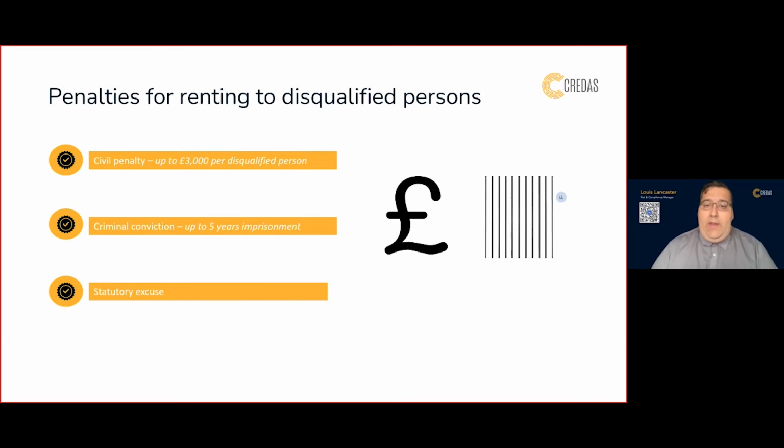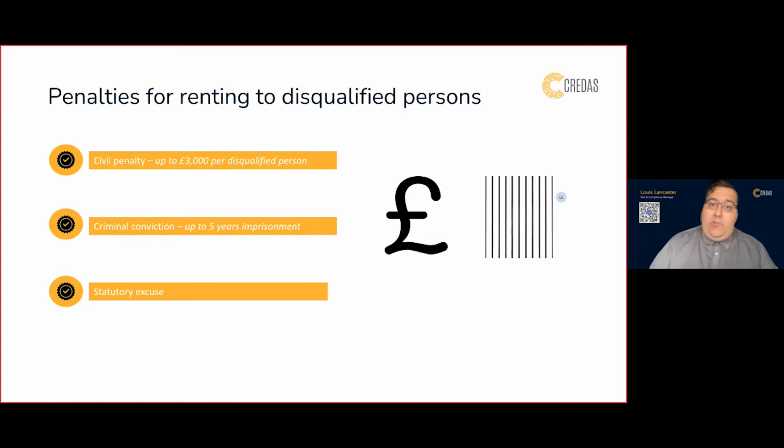In terms of penalties, if you rent to those that are disqualified, from 2014 there was a civil penalty, and that's up to £3,000 per disqualified person. When I say up to £3,000, generally, if it's your first offence or it's only marginal, for example, you did checks but they weren't quite right, the fine tends to be a bit less, but it can be up to £3,000 per disqualified person. So again, if you've got the parents and then the child in the property as well who's over 18, that's 3 people. If you haven't done those checks, that's potentially £6,000 that you may have to pay.